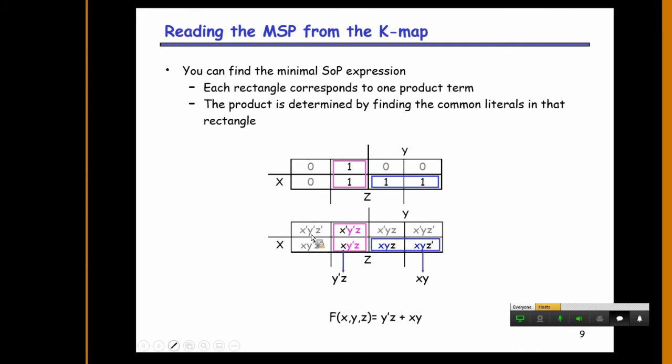In the same manner, M0 and M4. Here y bar and z bar are common variables for these two cells, whereas x has a difference. In the first cell it is x bar, in the second cell it is without complement.